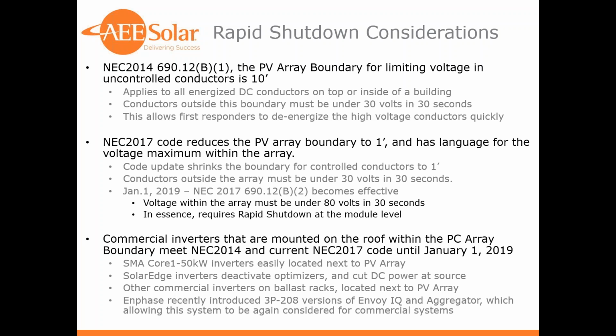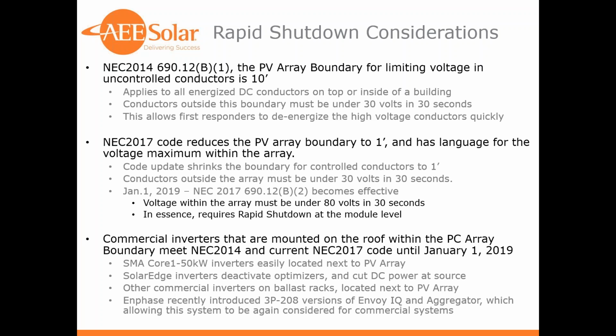Commercial inverters mounted within the roof array, next to the arrays up on the roof, were one strategy to meet rapid shutdown requirements in the past, and will be good for people still on NEC 2014 and earlier codes. The SMA Core 50 inverters have been extremely popular, and we'll talk more about them. We've seen those being used. They're easily picked up with a little lift set up on the roof right next to the array, within either the 10-foot or the 1-foot boundary, and they meet those rapid shutdown requirements.